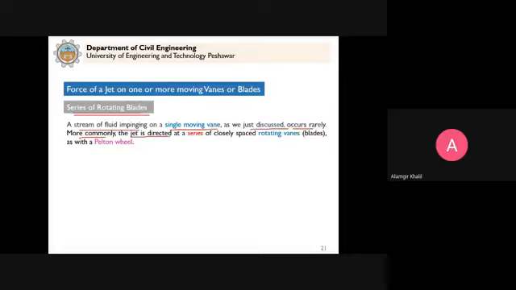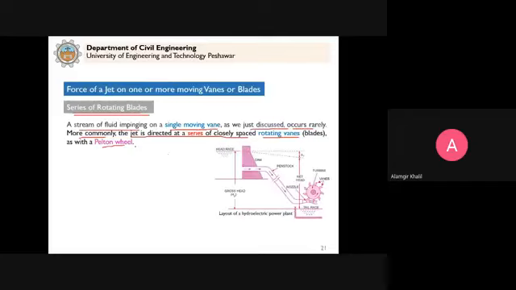More commonly, the jet is directed at a series of closely spaced rotating vanes or blades, as in a turbine. In a pump, we have a series of moving vanes. You can see here, this is a hydroelectric power plant. We have a turbine here. An example is a Pelton wheel, where we have vanes on this wheel, and the jet of water that is coming strikes these vanes and rotates this wheel, the turbine. Then this turbine rotates, and it is connected with a generator, and we generate electricity.